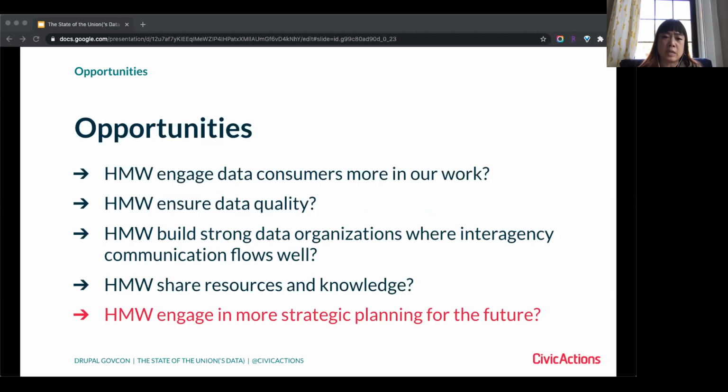How might we ensure data quality? How might we build strong data organization where interagency communication flows well? How might we share resources and knowledge? How might we engage in more strategic planning for the future?